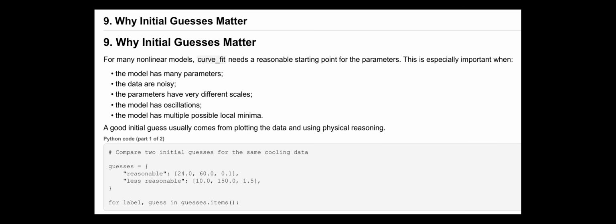You might wonder why we need initial guesses. For nonlinear problems, the computer uses an iterative process to find the minimum error. If the guess is too far off, the math might get stuck in a local minimum or fail to converge entirely, especially if the data is noisy.